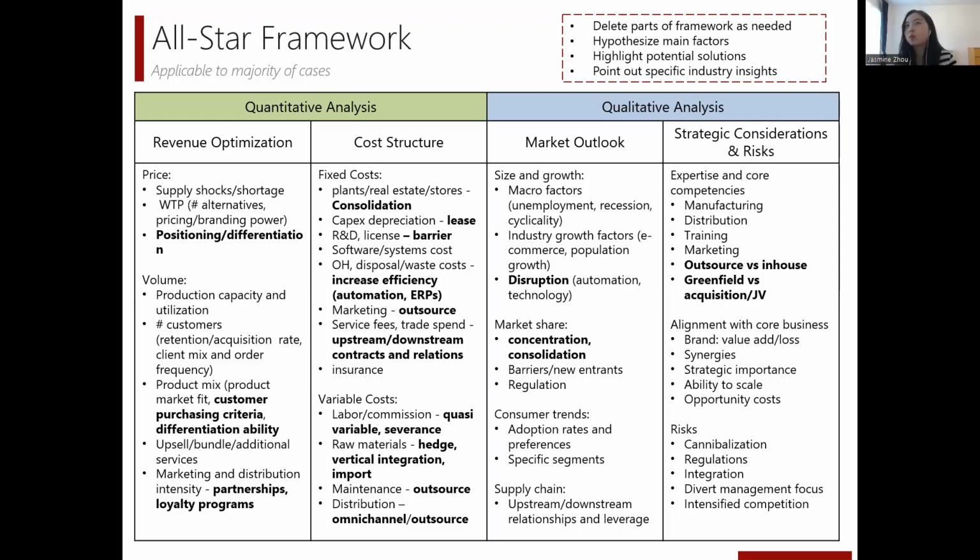And then we'll go through specific cases and how this all-star framework applies to those cases. And as I go through the specific cases, you can notice how I change this all-star framework up. But throughout the whole thing, I do tend to use this as a starting point.